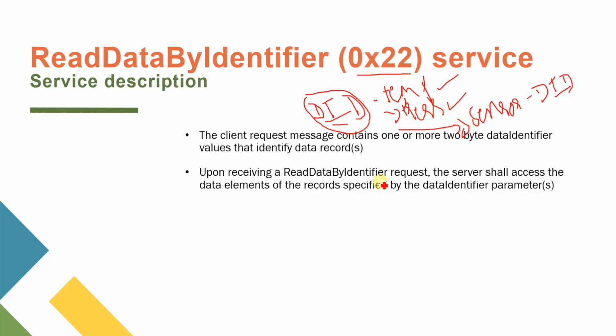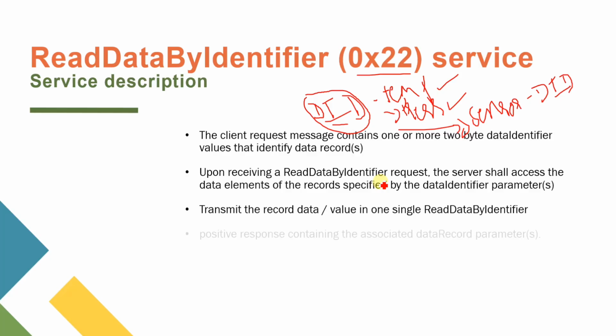I'm asking what the pressure is, then the server sends back the pressure value. This Pascal pressure will be there. This is the record data. Record data is nothing but what value we need exactly, and we transmit the record data or values in a single read data identifier. So record data is what we are asking from the server, right? So that will be a single read data identifier message. If I send a request in one message only, the server should send the data or value, and the positive response containing the associated data required message.